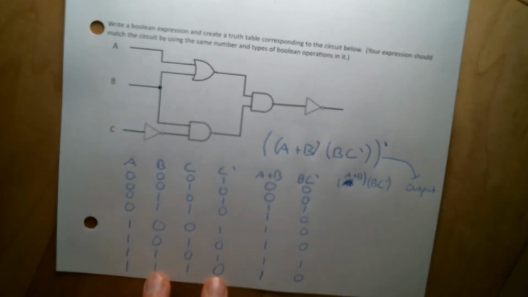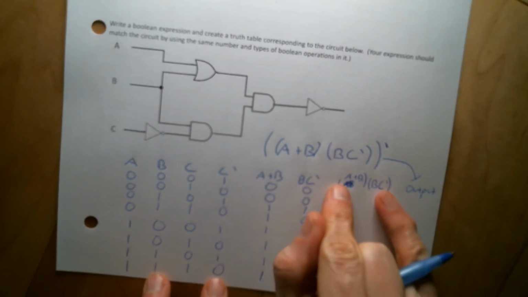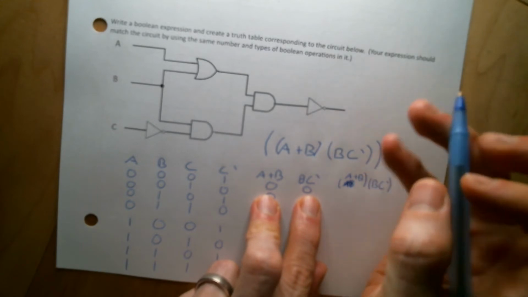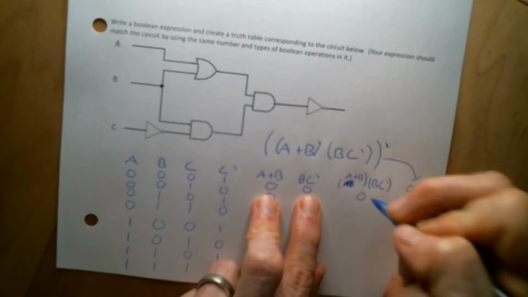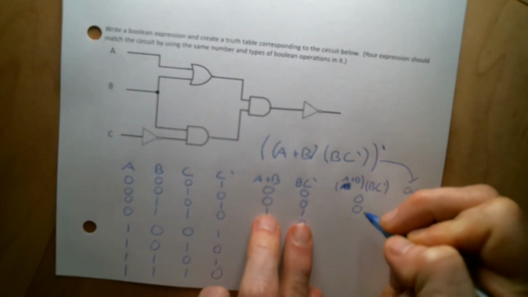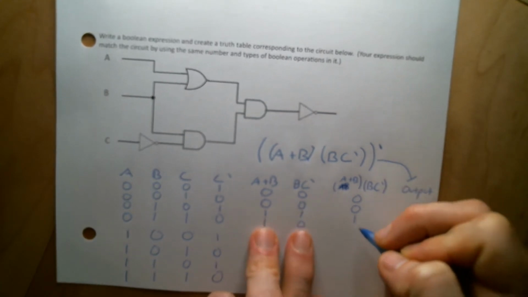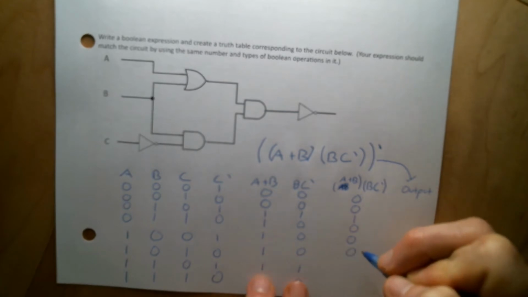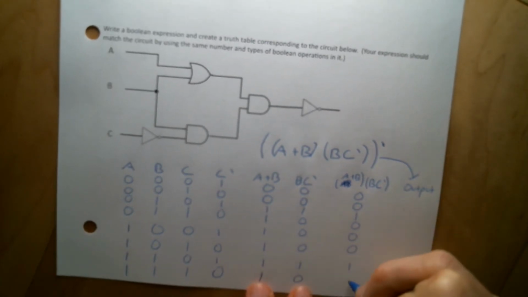All right. Now we're ANDing together these two columns. So again, we're looking for columns where they are both 1. So right here is no good. Right here is no good. That one would work. Right here is no good. No good. No good. That one would work. No good.